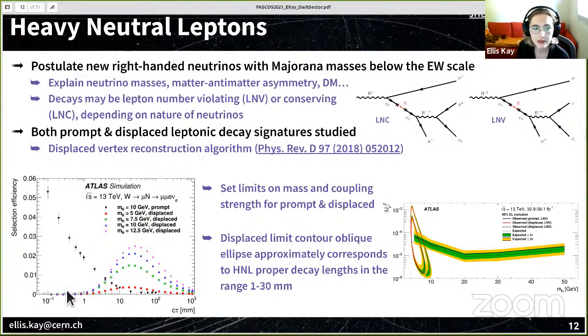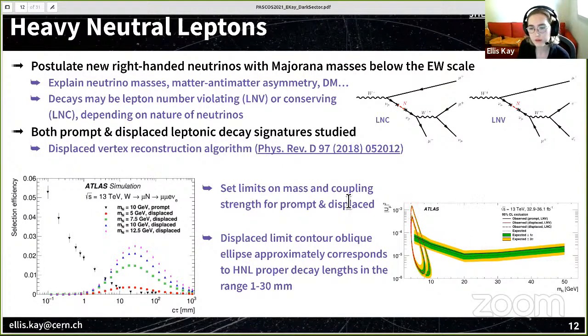On the bottom left, you can see a selection efficiency for Monte Carlo in these 2 regimes. The black is for a 10 GeV neutrino in the prompt selection, and the displaced selections are shown on the right for different neutrino masses. Again, limits are set on the coupling strengths, that's this U, for the prompt and displaced cases. The prompt is shown here in this line. Everything above this line is excluded, and the displaced is in this ellipse. The lepton number violating is the full line, and the dotted is the conserving.